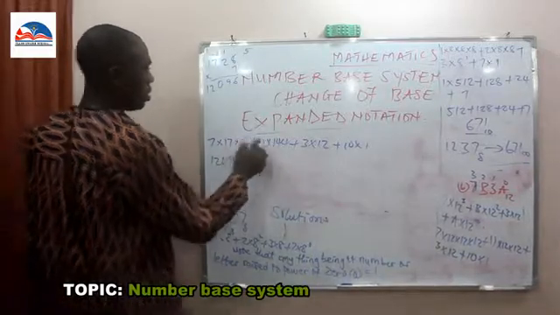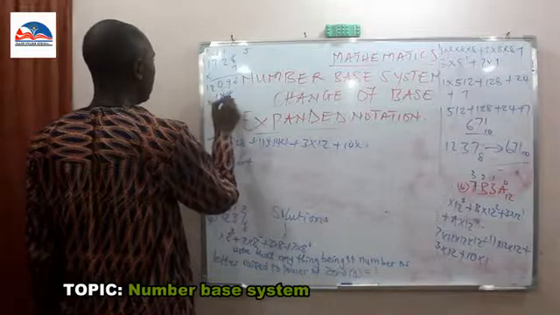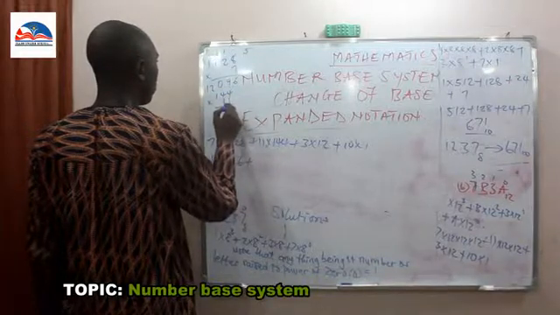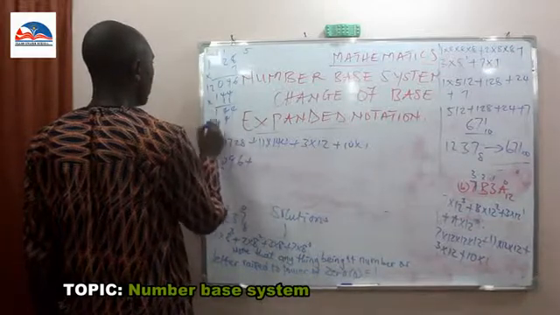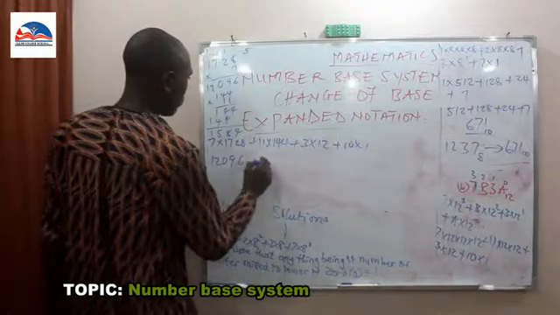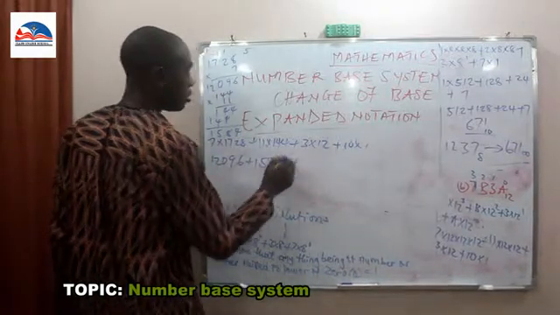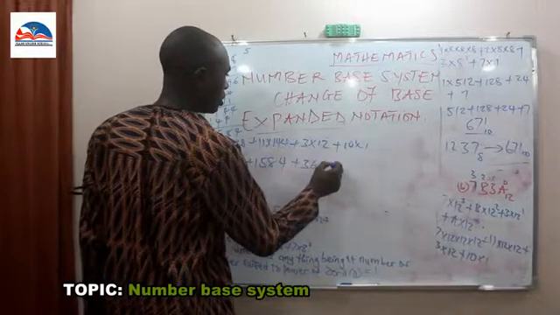12096 plus 11 by 144. 144 times 11. 1 times 4, 4. 1 times 4, 4. 1 times 1, 1. 1 times 4, 4. 1 times 4, 4. 1 times 1, 1. 4, 8, 5, 1. So this one will give us 1584 plus 3 times 12. That will give us 36 plus 10 times 1 is 10.